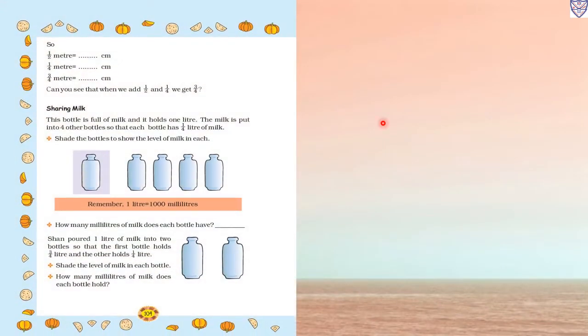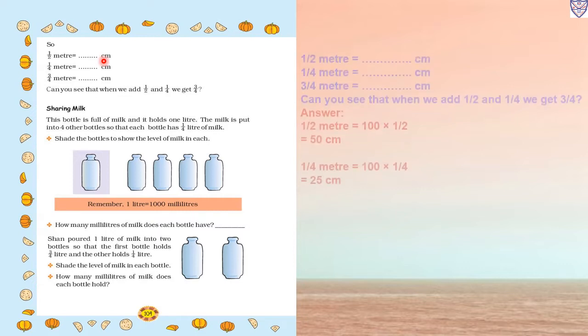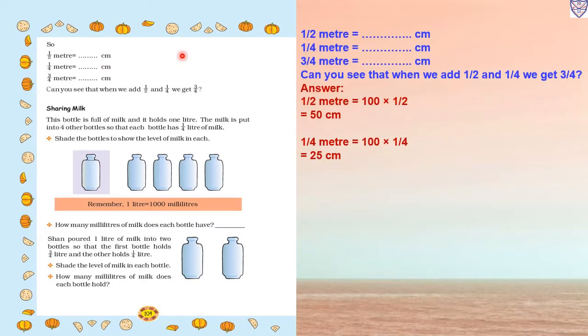Now next page, page number 104. Half meter equals dash centimeters. Just now we have seen half meter equals 50 centimeters: 100 divided by 1 upon 2, so we will get 50 centimeters. Then 1/4 meter equals dash centimeters. So 100 divided by 1/4, that is 25 centimeters. Then 3/4 meter equals 100 multiplied by 3 upon 4. So we will get 75 centimeters.